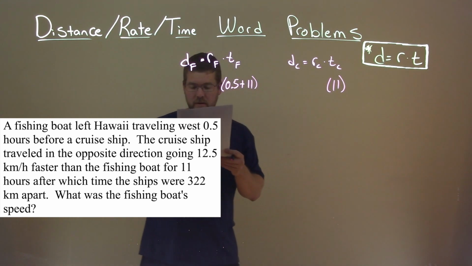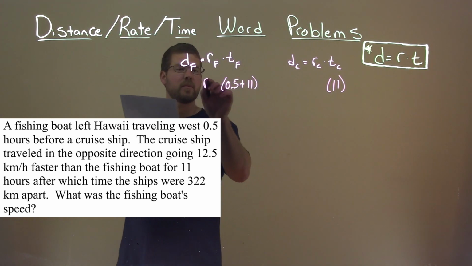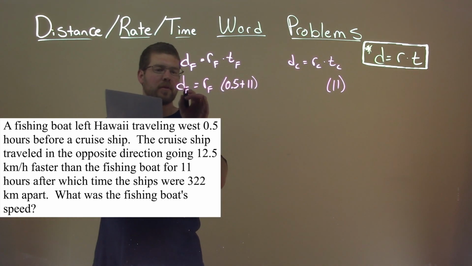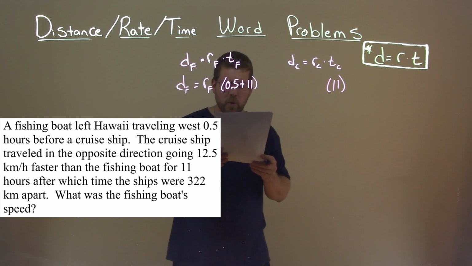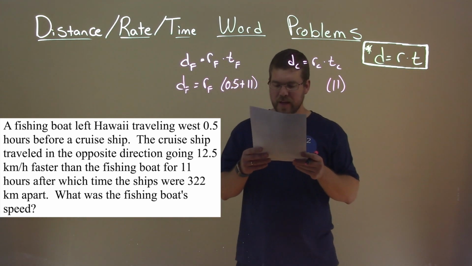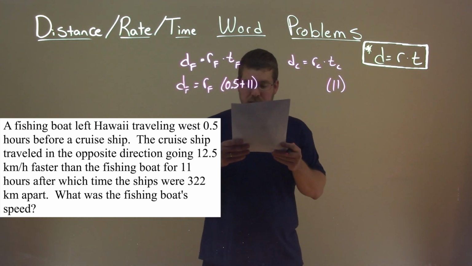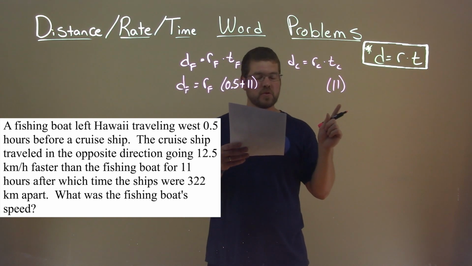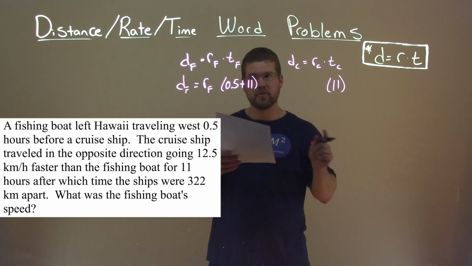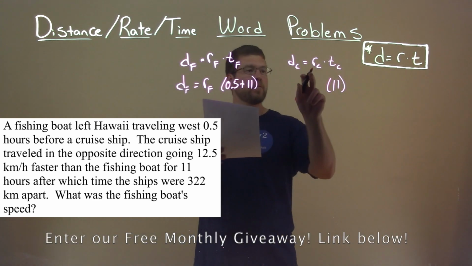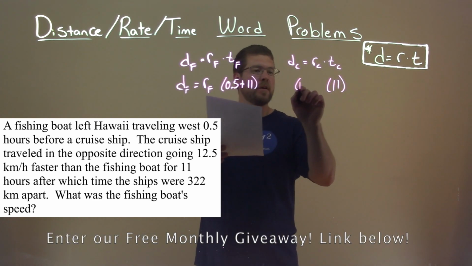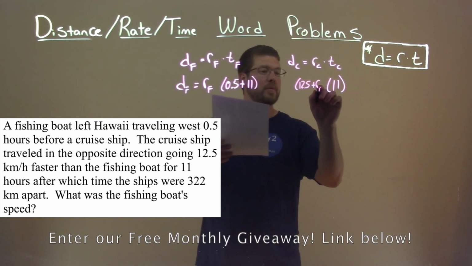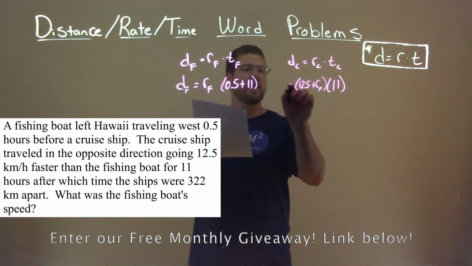Well, we want to find the fishing boat's speed, its rate, so we don't know that here. And bring down the distance, we don't know that either. But the rate of the cruise ship, they give us a clue. They tell us here that the cruise ship traveled in the opposite direction, but was going 12.5 kilometers per hour faster than the fishing boat. So the rate of the cruise ship can be written as 12.5 plus the rate of the fishing boat. And that's equal to d sub c.